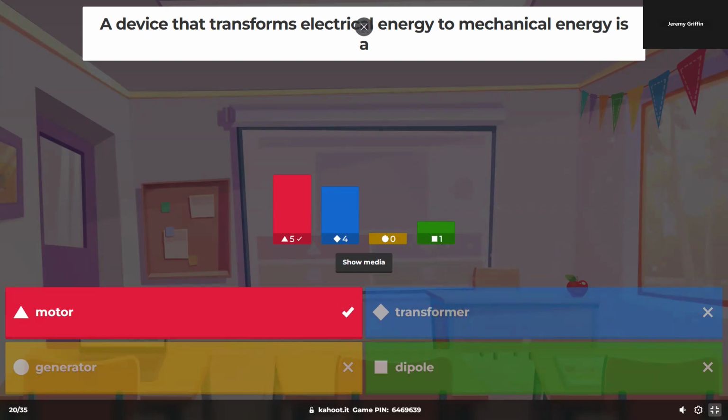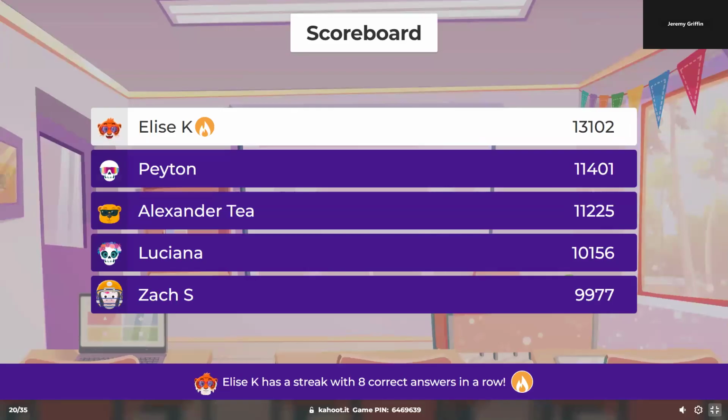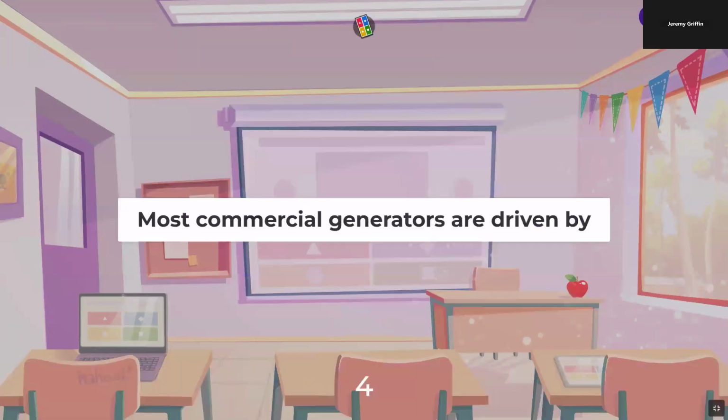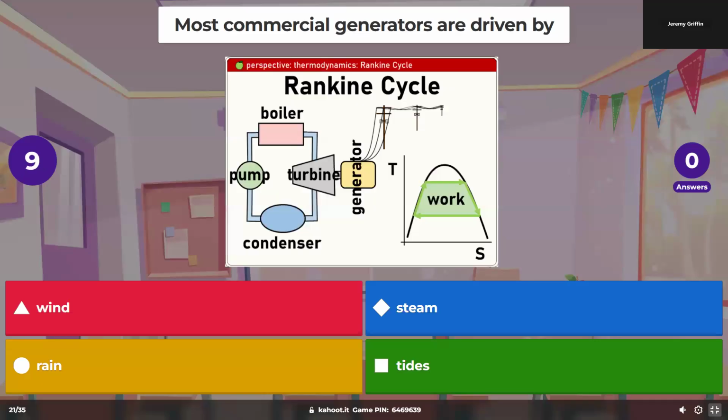All right, so you guys go generator, motor. Good. Most commercial generators are driven by... got a boiler in it.